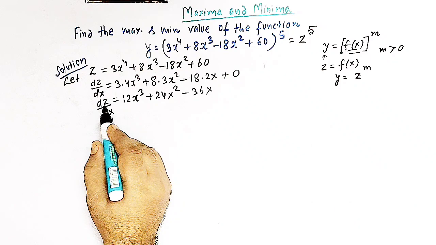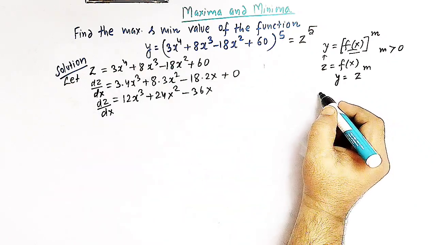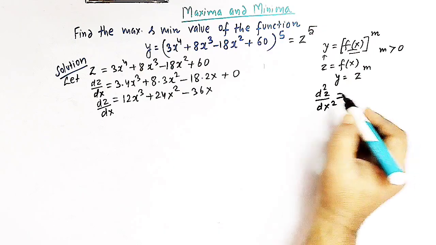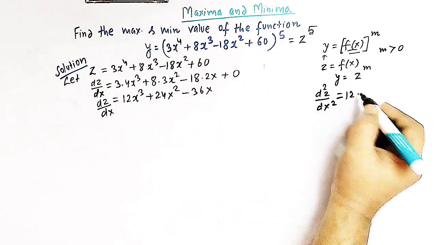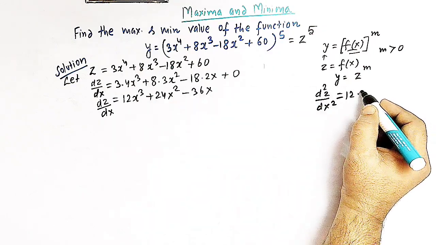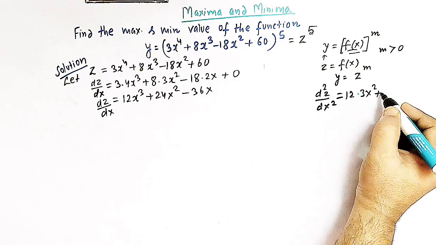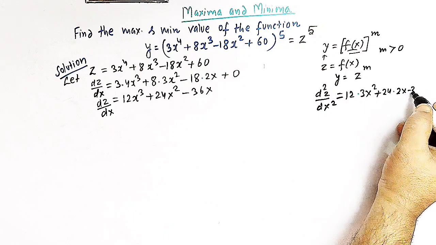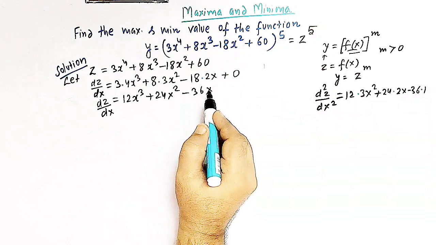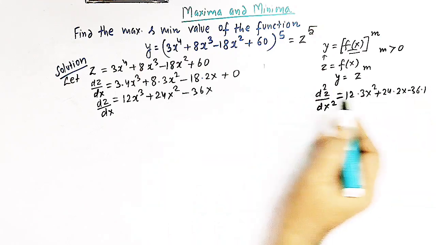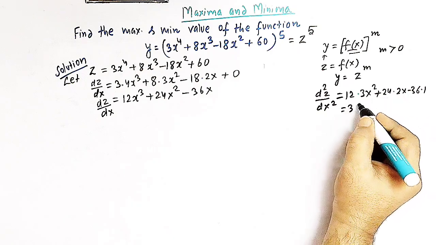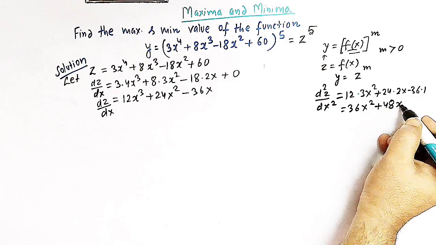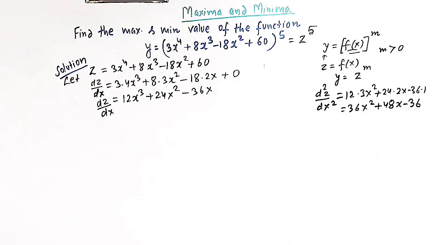So let us find the second derivative here. The second derivative is given by 12 times the derivative of x^3, which is 3x^2. Then we have 24 times 2x, minus 36 times 1, since the derivative of x is 1 and the derivative of x^2 is 2x. So we have 36x^2 + 48x - 36, right?